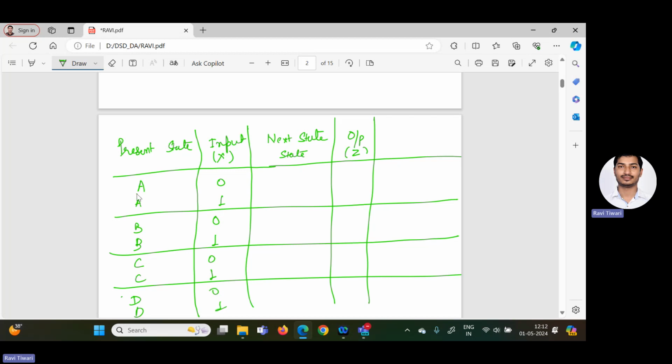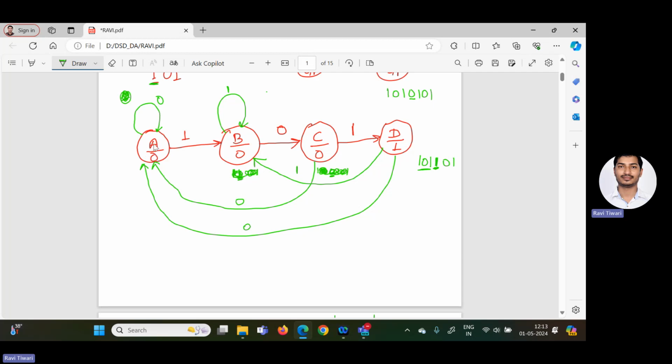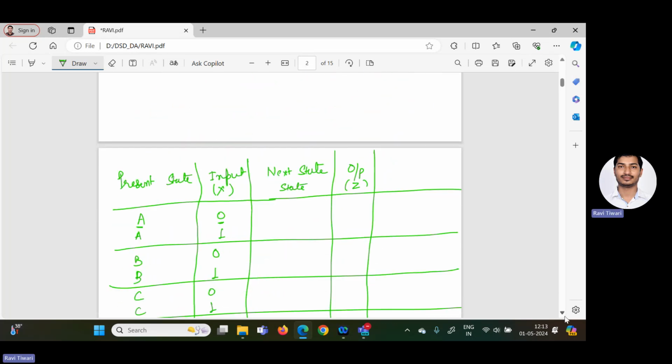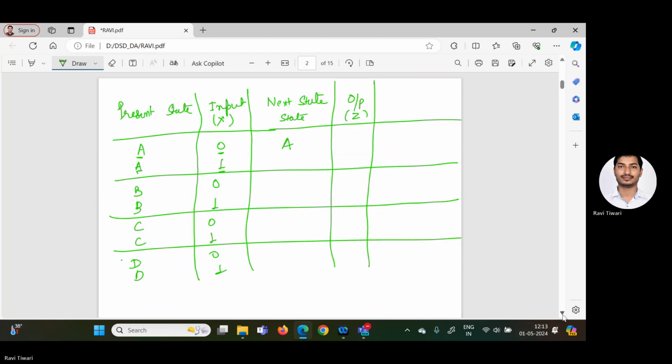Now, if you are in the state A and your input is 0, what will be the next state? That we have to find out. If you are in state A and you get 0 as an input, the next state will be A only, right? Here you write down A. Now, if you are in state A and you get input as 1, the next state will be B. So here you write down B. Clear? Same thing you have to do for the other states.